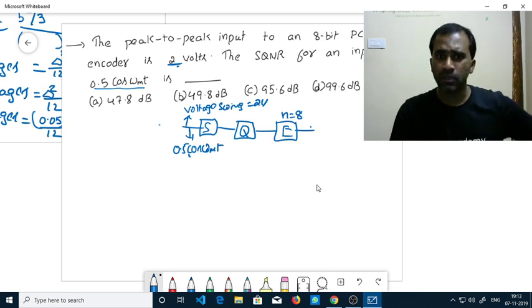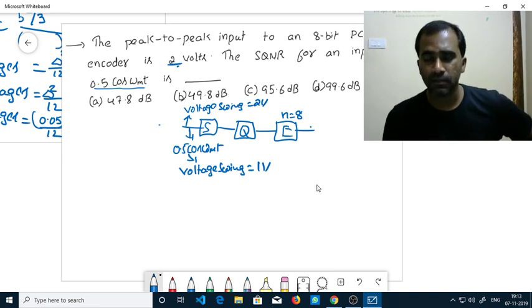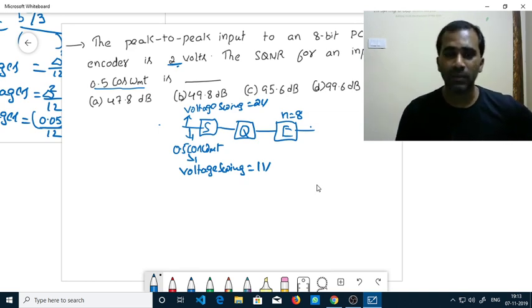If this is the input, what is the voltage swing of the input? The voltage swing of the input is only 1 volt, because the highest voltage is 0.5 and the lowest voltage is minus 0.5. The difference between the highest voltage and the lowest voltage is only 1 volt. This is a little different question, so you have to be careful. How is it different?